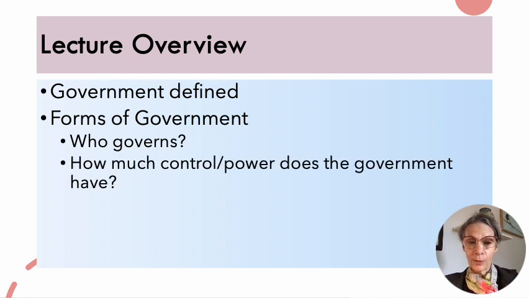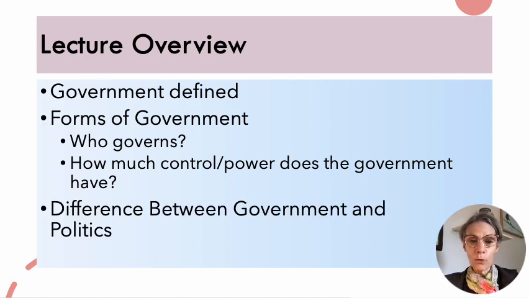And then another aspect of government that helps with the definition is to know how much control or power the government has, because the more power that the government has over the people defines the type of government it is. And then we're going to look at the difference between government and politics. So we'll spend some time defining the concept of politics, since this is a class on both government and politics. And then we're going to talk about the differences between government and politics. So that's what we've got on the docket. Let's go ahead and get started.